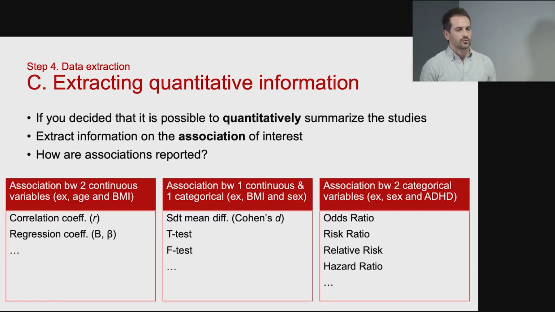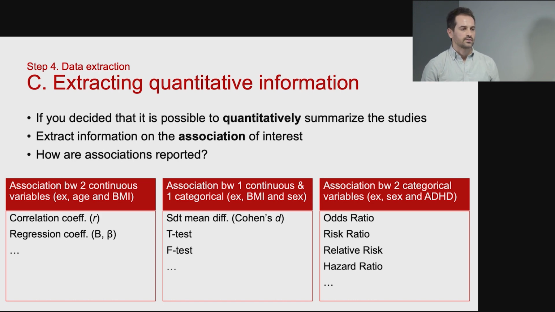And the way in which this information is presented depends on the measurement scales of the variables. If you have, for example, the association between 2 continuous variables, like age and BMI, it can be reported as a correlation coefficient or a regression coefficient, standardized, non-standardized. There are a lot of ways it can be reported. Association between a continuous and a categorical variable, for example, between BMI and sex, can be reported as an effect size, standardized mean differences, the Cohen's d, that I think you know.